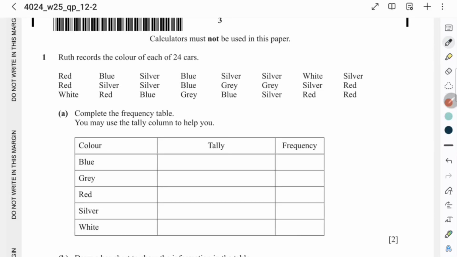So question number 1, Ruth records the color of each of the 24 cards. Now we'll have to make the tally marks and then we'll find out how much frequency is for each and every color. So let's start. So we'll have red, red and white. Red, red and one white.